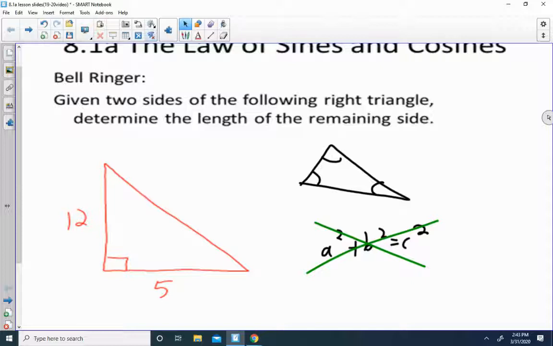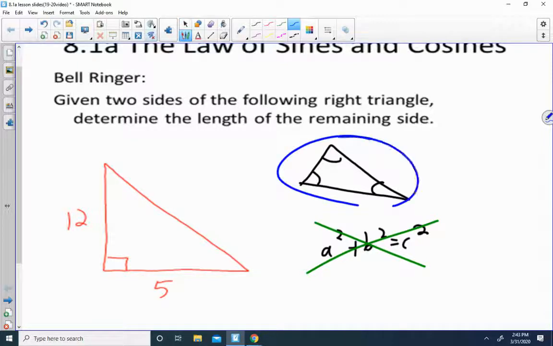Well, shucks, Miss Shulin. All the triangles you've ever given us had 90-degree angles in them somewhere. What are we going to do now? Well, that's what this lesson is all about: how to approach triangles that are not right. Or in other words, I want to show you how to solve for any triangle, not just the right ones.